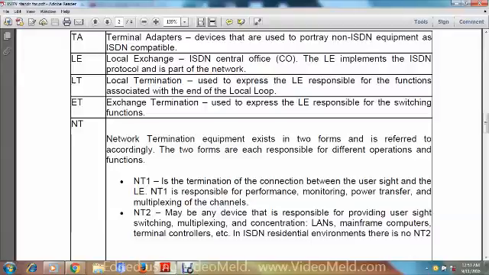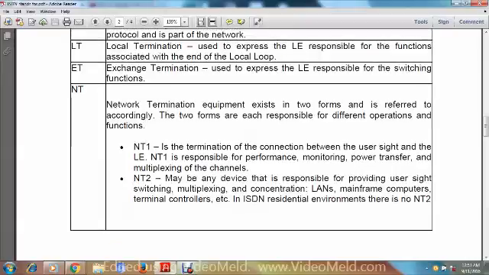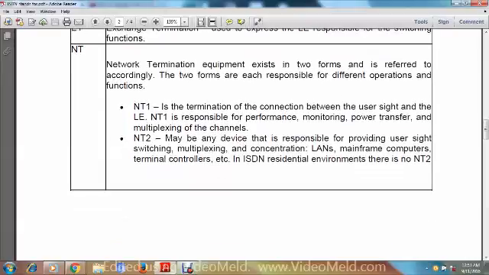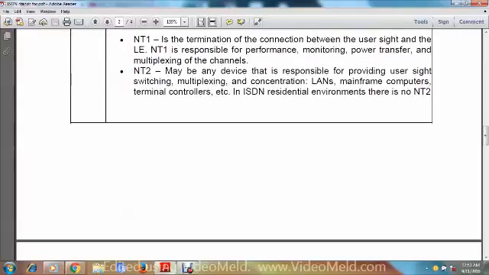NT1 is the termination of the connection between the user site and the LE. NT1 is responsible for performance, monitoring, power transfer, and multiplexing of the channels. NT2 may be any device that is responsible for providing user site switching, multiplexing, and concentration: LANs, mainframe computers, terminal controllers, etc. In ISDN residential environments there is no NT2.